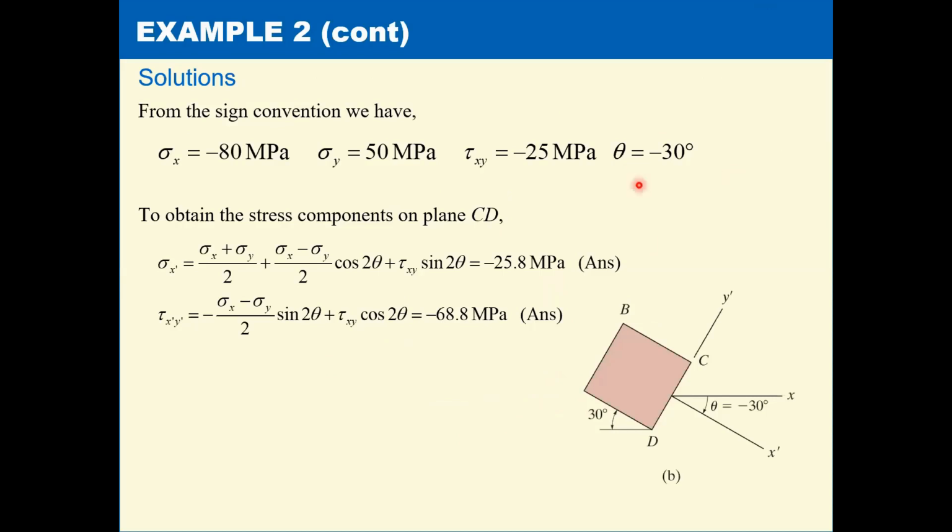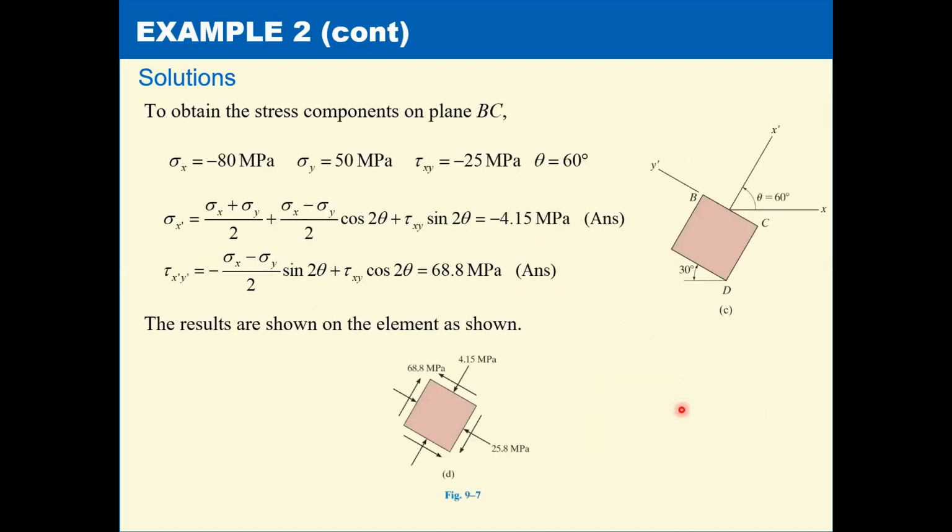Well, all you have to do is plug these values exactly as you see them into our transformation equations, and you get the answers. Okay, we started out with megapascals. We're going to end up with megapascals here. So you get negative 25.8 megapascals in the x prime direction, and for our tau x prime y prime, you get a negative 68.8 megapascals. So it's going to be going down on the right, and that's exactly what we have here.